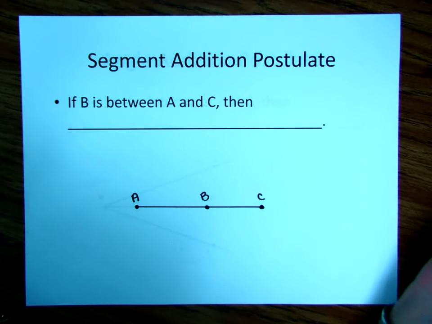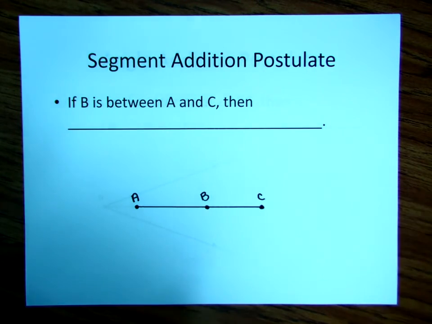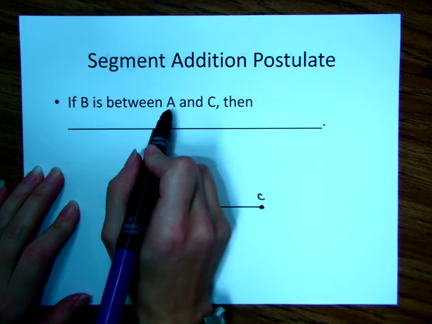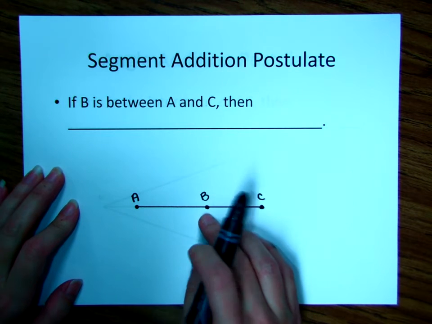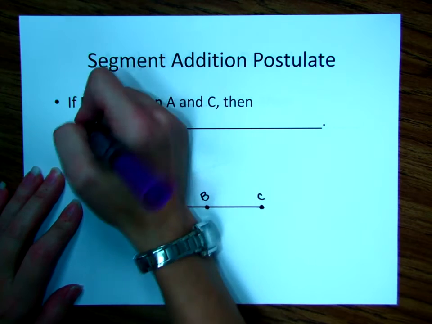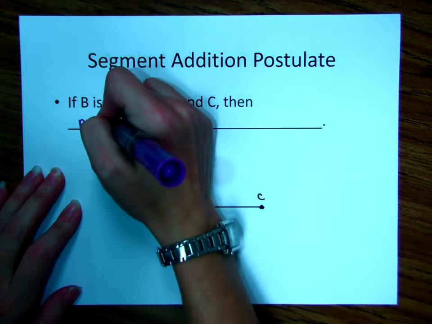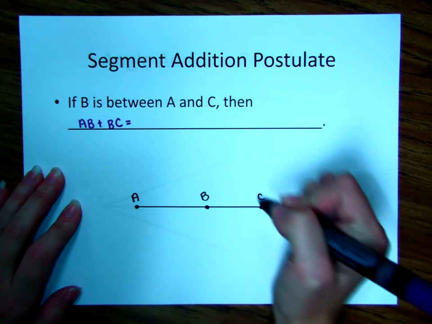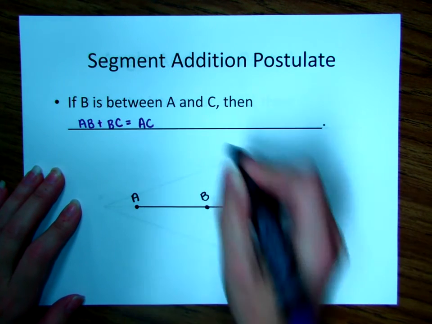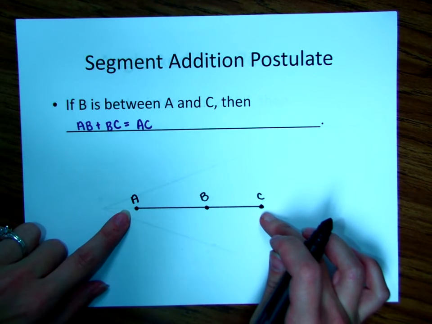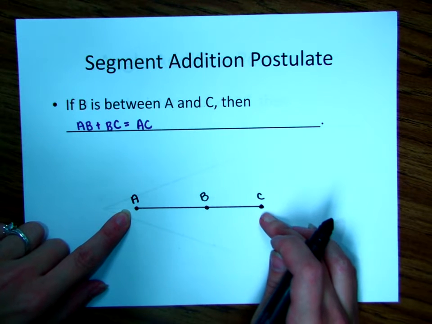This is an example of a geometric proof. We're going to start with some basic information here, the segment addition postulate. If B is between A and C, just like we see in our diagram down here, then we can say that AB plus BC is equal to the entire segment AC. So this part of the segment plus this part of the segment gives you the entire segment. It's like an addition problem. So this is your segment addition postulate.